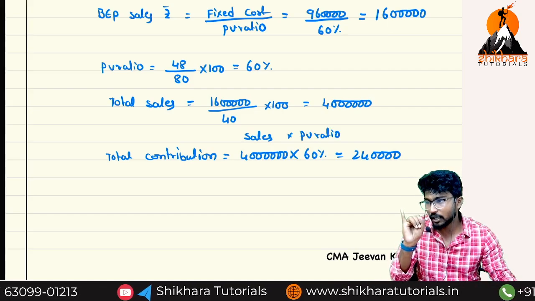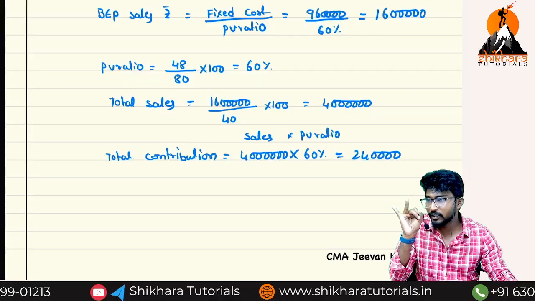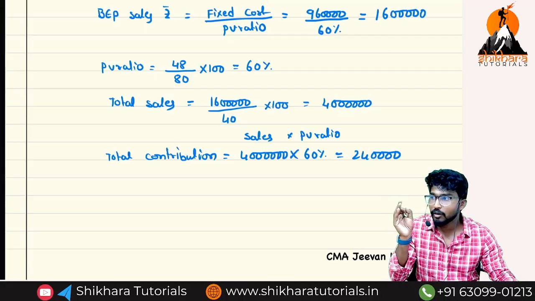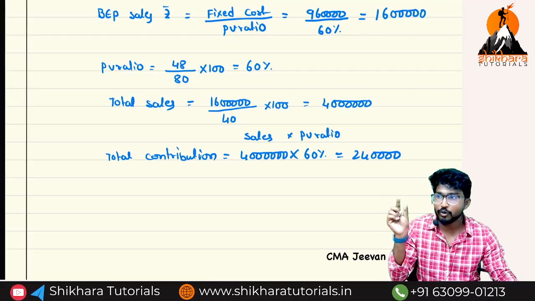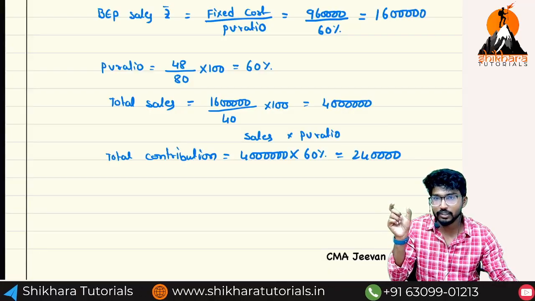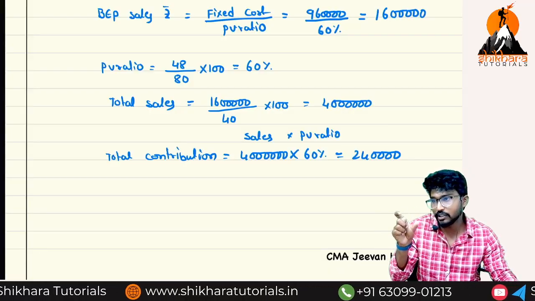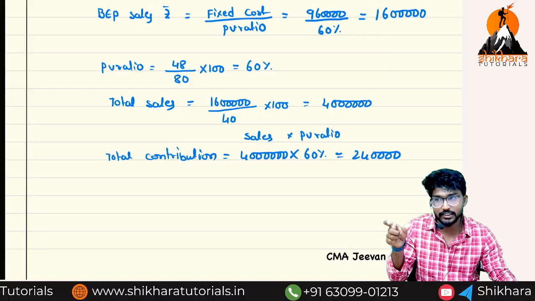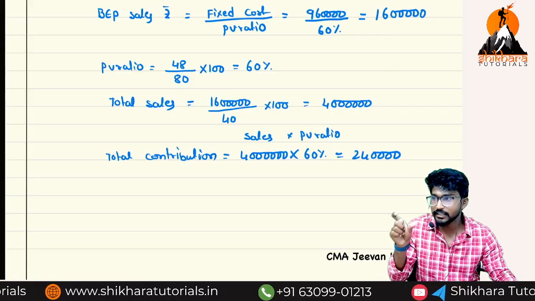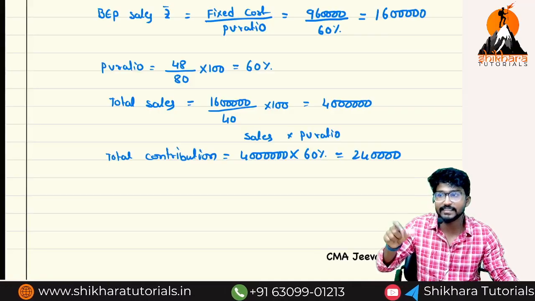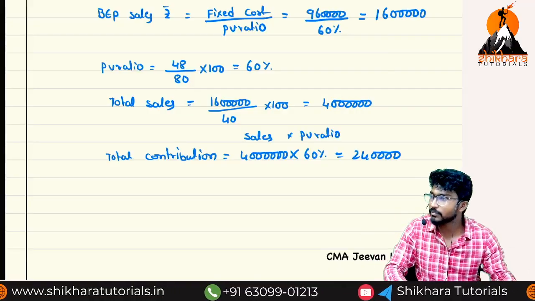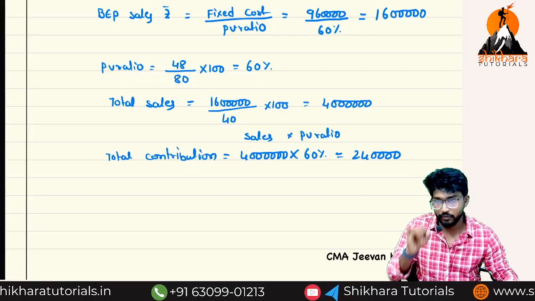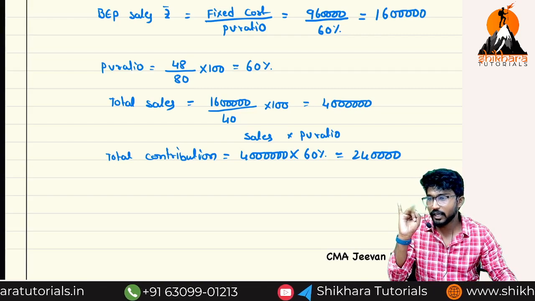First we calculated contribution, then we calculated PV ratio, after that we calculated BEP sales. Now BEP sales is at how much percent? 40%. Why? Total sales is 100%. Out of total sales, 60% is belongs to margin of safety sales. Balance 40% is equals to BEP sales. Now 16 lakhs is our BEP sales. That is equals to 40%. If 16 lakhs is equals to 40%, then what is the 100%? 40 lakhs.